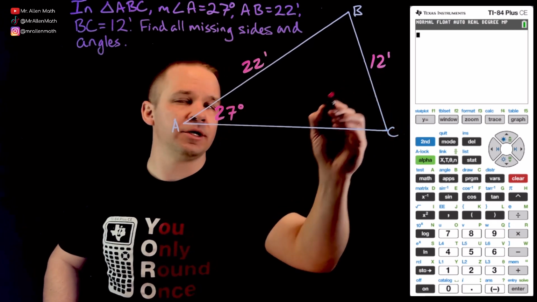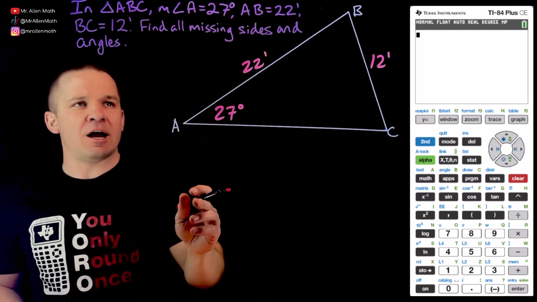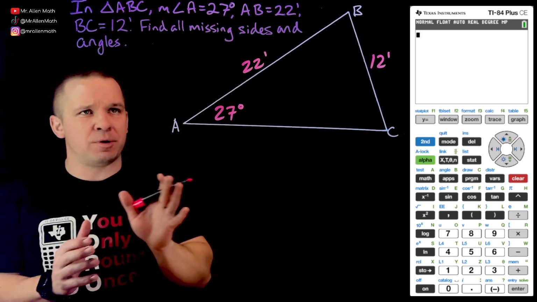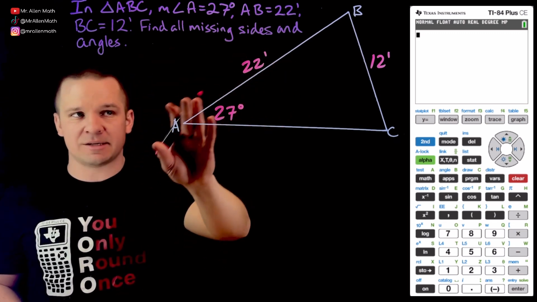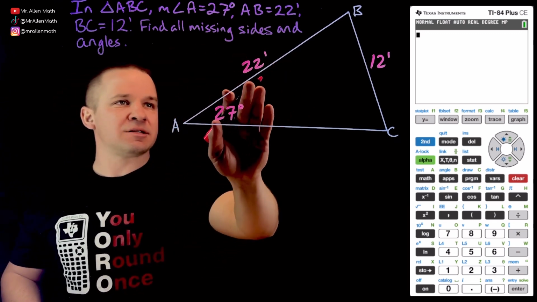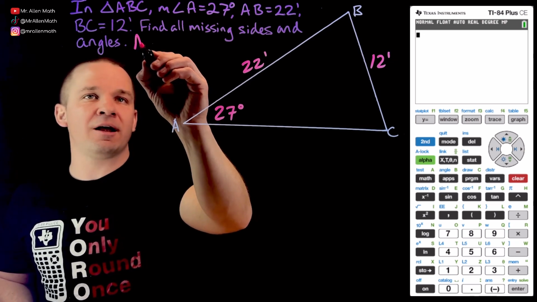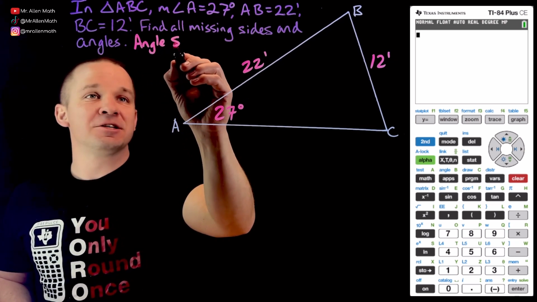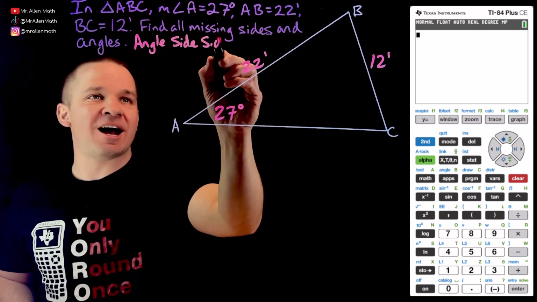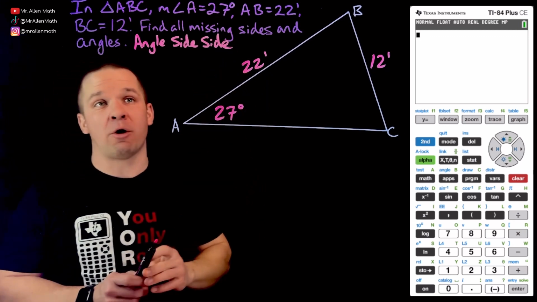Interesting. Well, let's identify first what kind of situation we have here before we find all the missing sides and angles. I have an angle, a side, and a side. Angle, side, side, right? That's the situation I've got going on here.